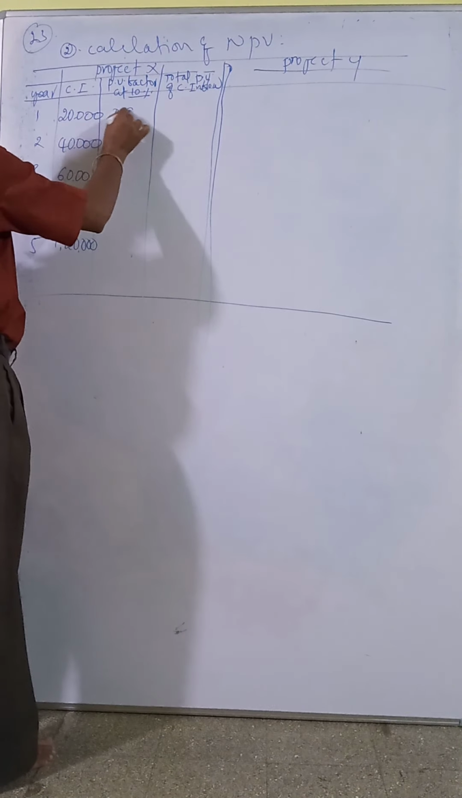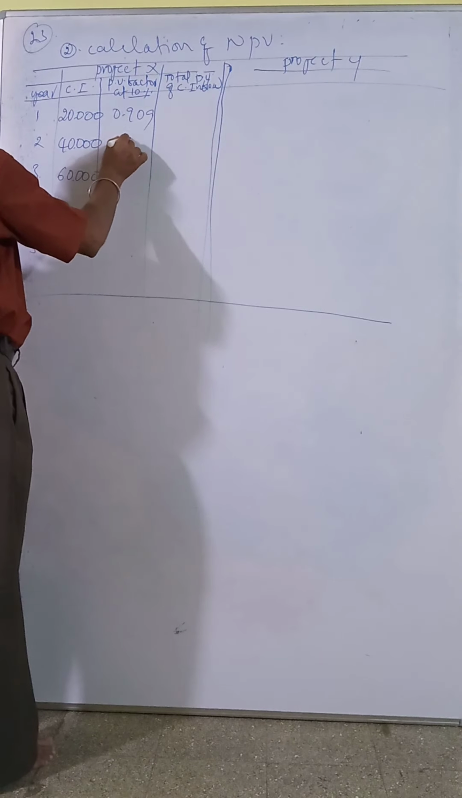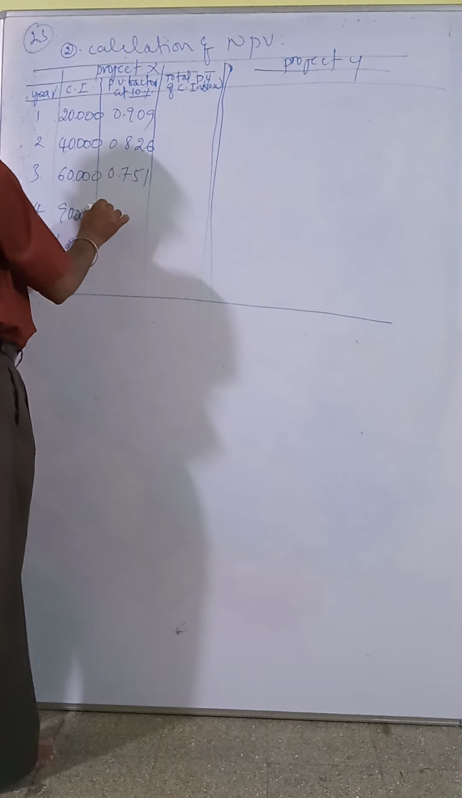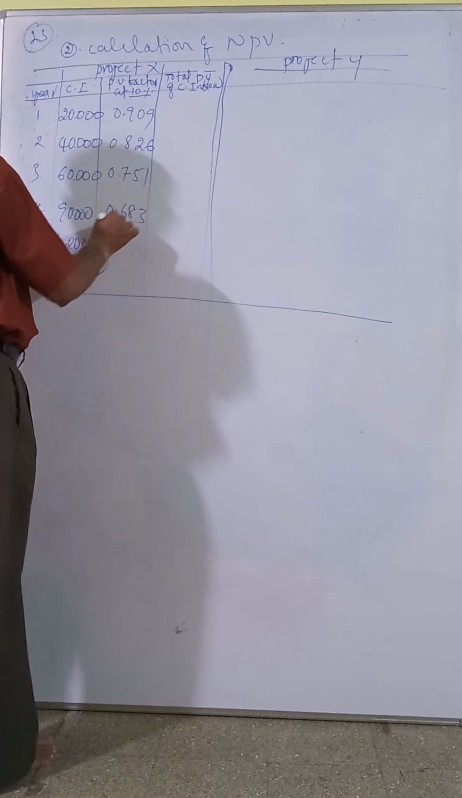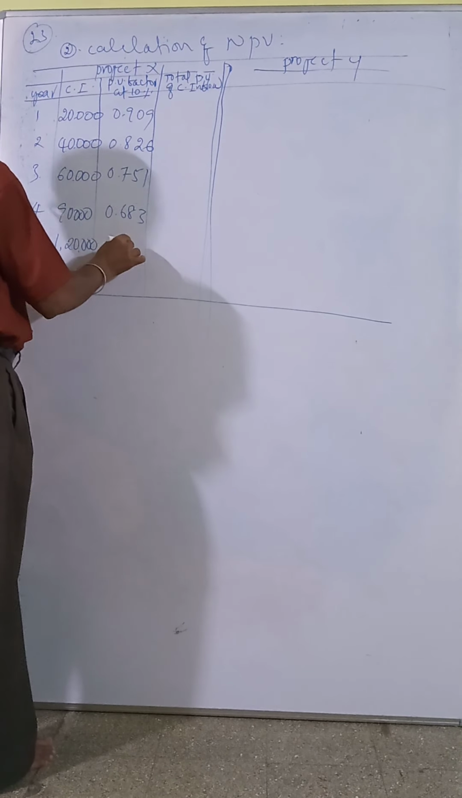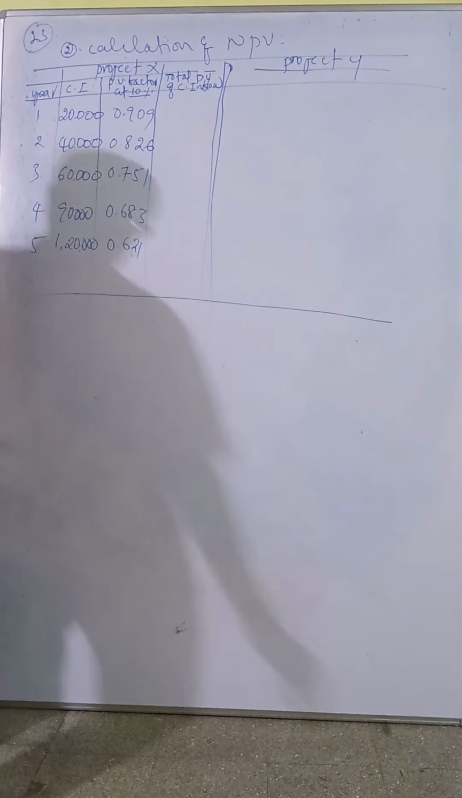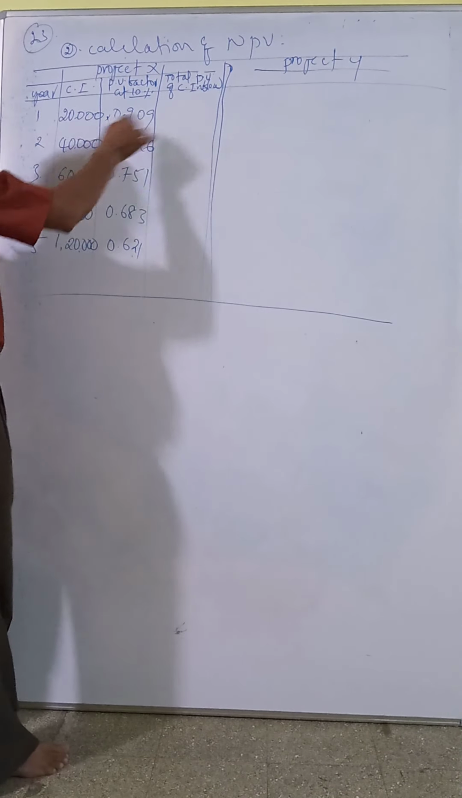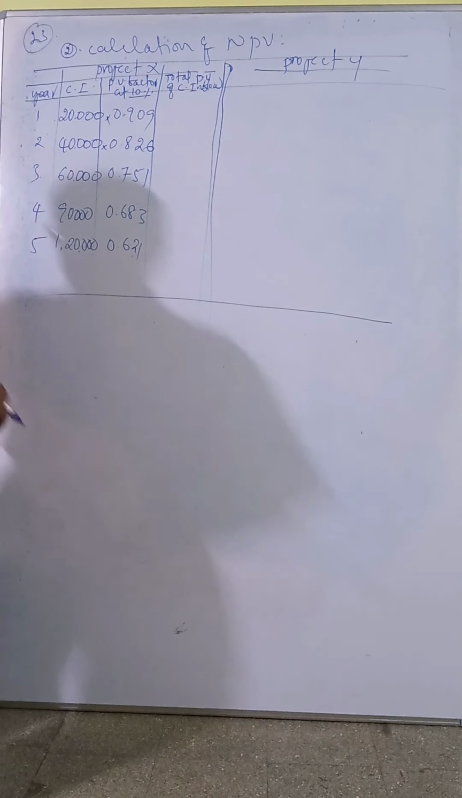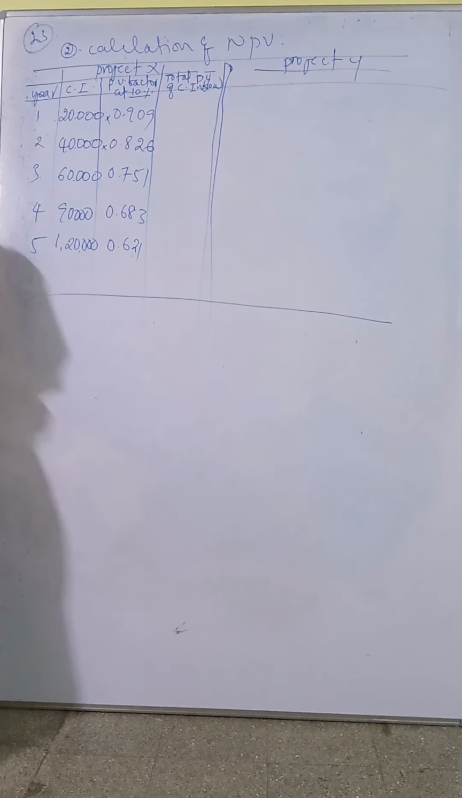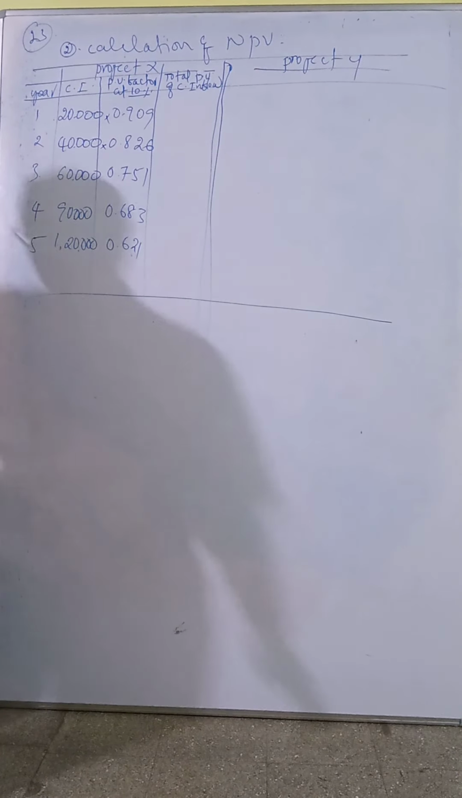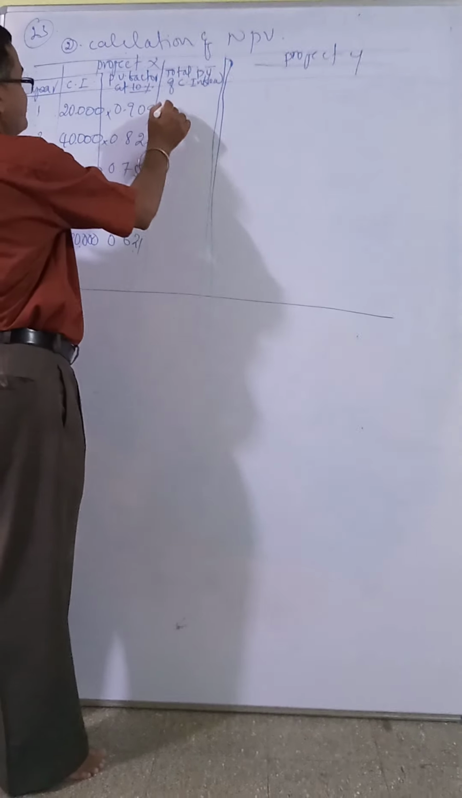If it is not given, you do it like that: 0.909, 0.826, 0.751, 0.683, 0.621. Then total project annual cash flow: just multiply this into this, this into this, this into this. You will get 18,180 for the first year.